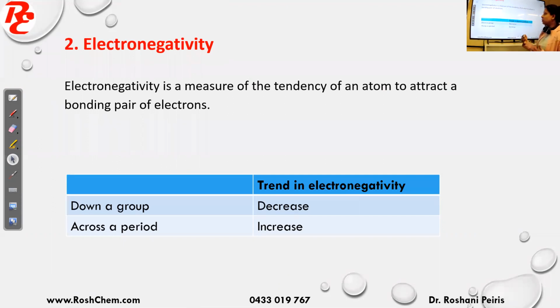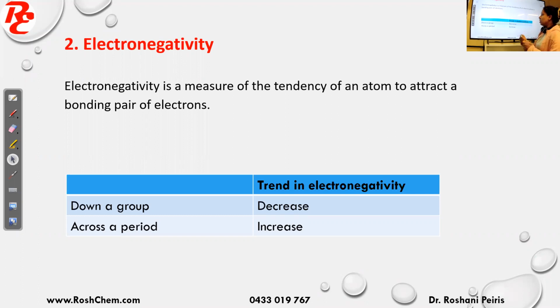For example, if you take the HCl molecule, it's made from hydrogen and chlorine. The chlorine can attract the bonding electrons more easily than hydrogen. Therefore, I say chlorine is more electronegative than hydrogen. So we'll see what the trend is for electronegativity. When you go down a group, the electronegativity is decreasing.